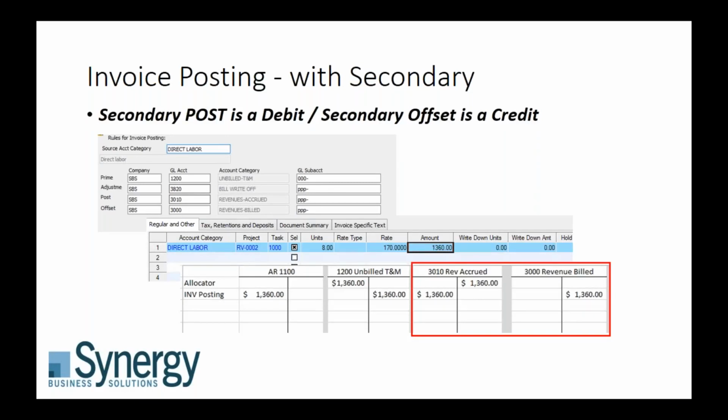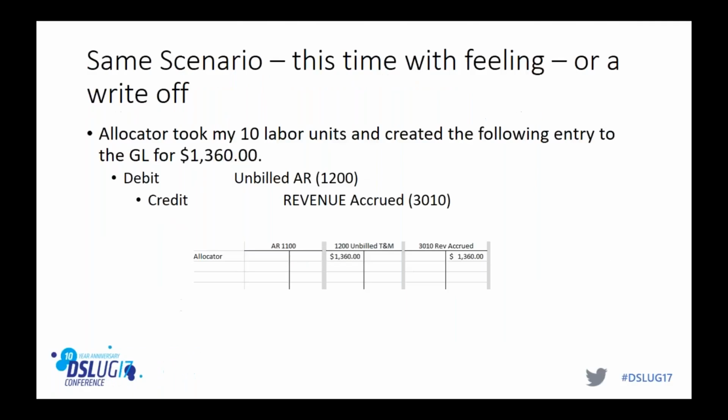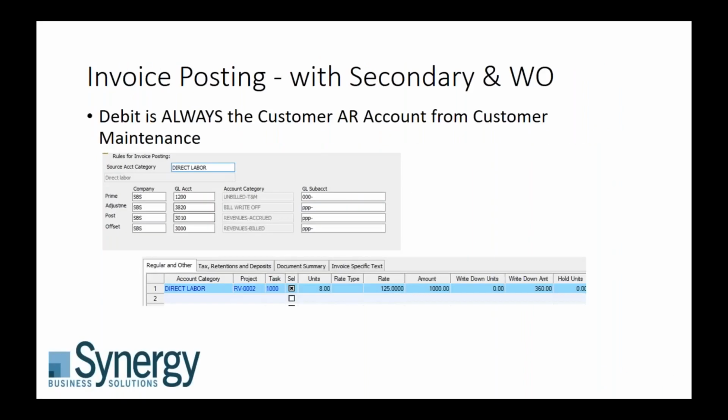And as you're scratching your head, of course, we always have to throw in that last little bit of craziness with the write-off. So my last item is, we're going to do the same scenario, and this time with billing, we're going to do a write-off. So my same 10 labor units, Allocator created my entry with unbilled and my revenue accrued, so that's great. I know what my revenue looks like. Then I go, oh, but I don't want to bill all of that. I want to write off the $360. I only want to bill the customer for the $1,000. So our adjustment account is going to come into play.